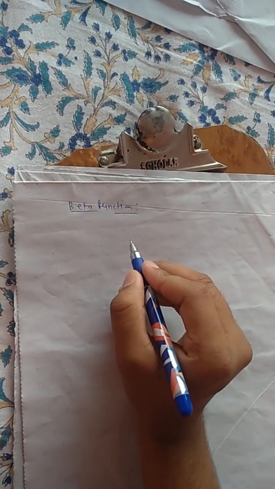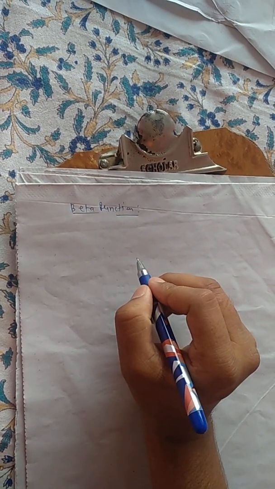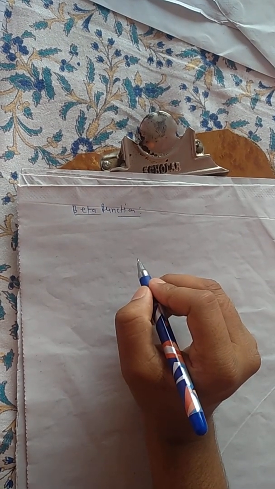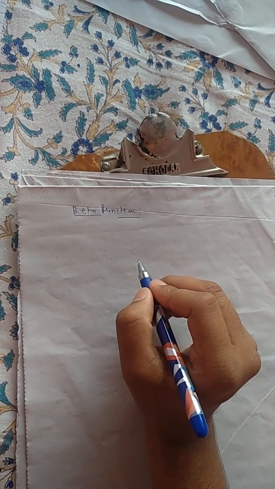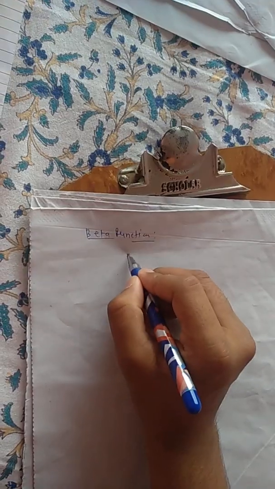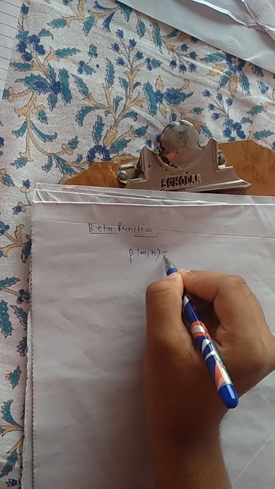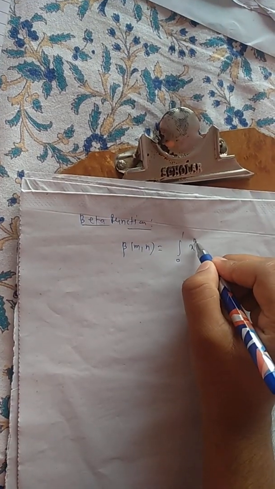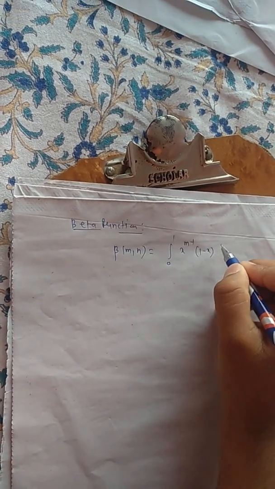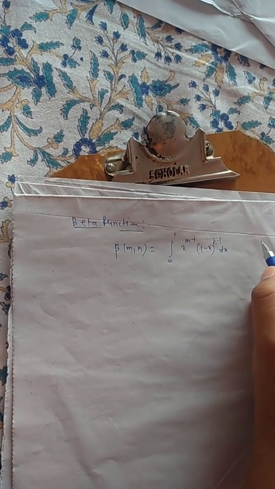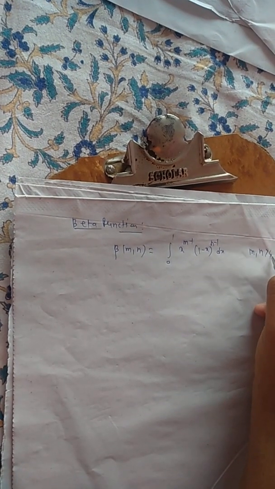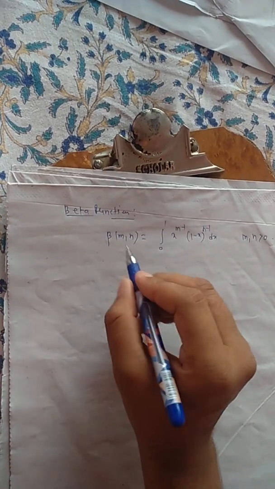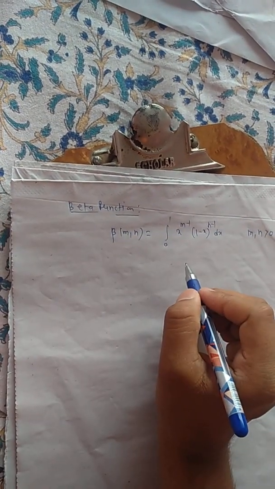Beta function is a special type of integration from 0 to 1 of x raised to m minus 1, times 1 minus x to the power n minus 1, dx, and that integration is denoted as beta(m, n). So we write beta(m, n) is equal to integral from 0 to 1 of x^(m-1) (1 - x)^(n-1) dx. Here m and n both are positive. Fine, this is the definition of beta function.